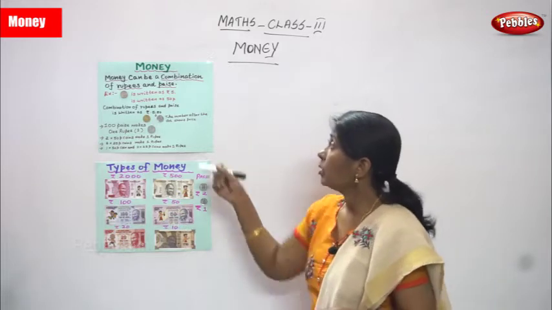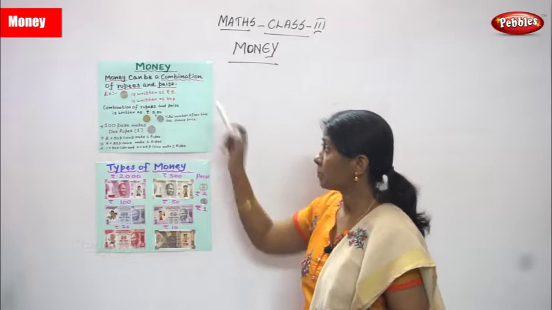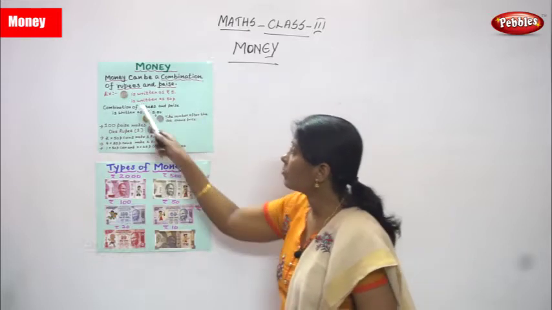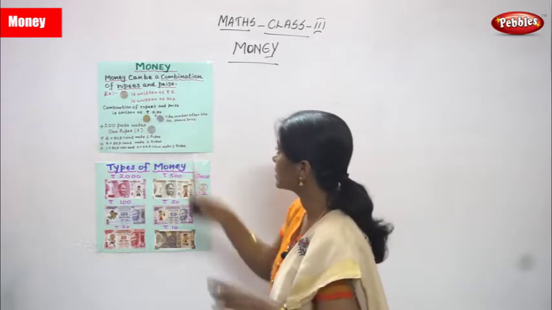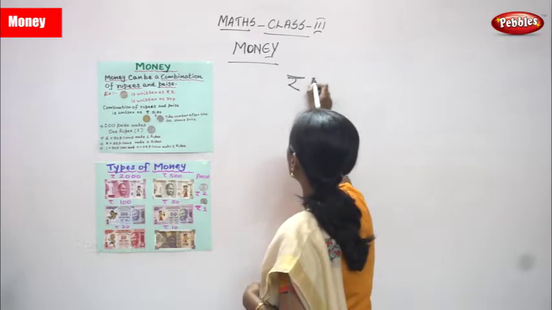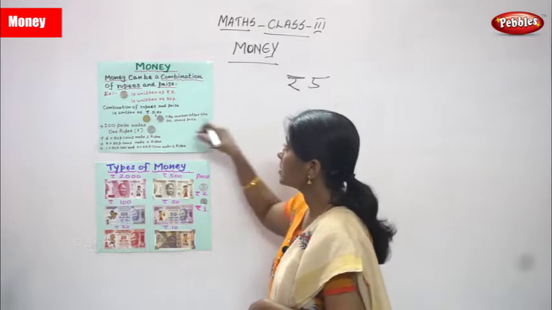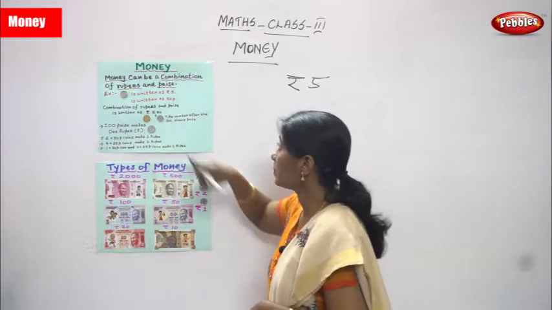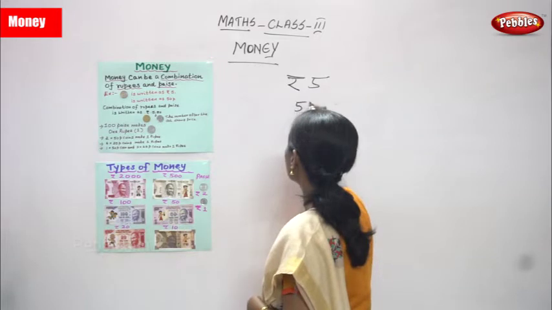Okay. So money can be a combination of rupees and paise. Example, this is 5 rupees. 5 rupees is written like this. Okay, 5. This is 5 rupees. And this is written as 50 paise. So 50 paise you have to write like this.